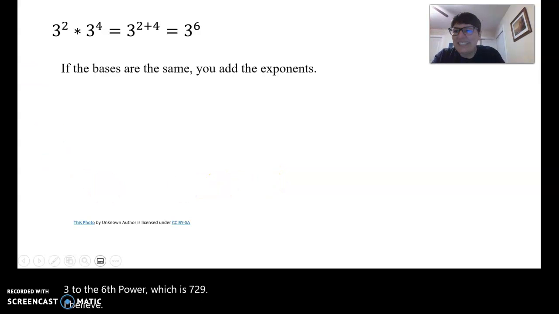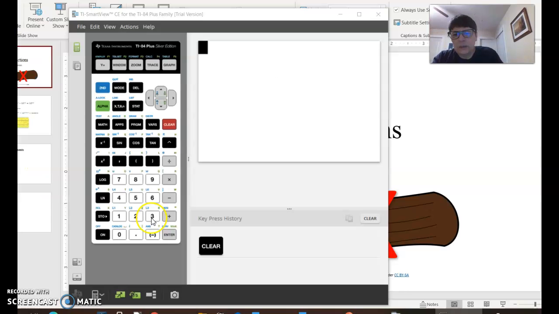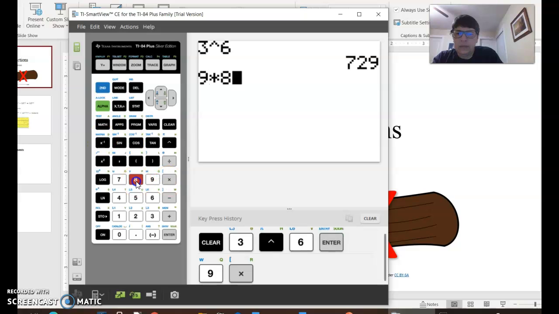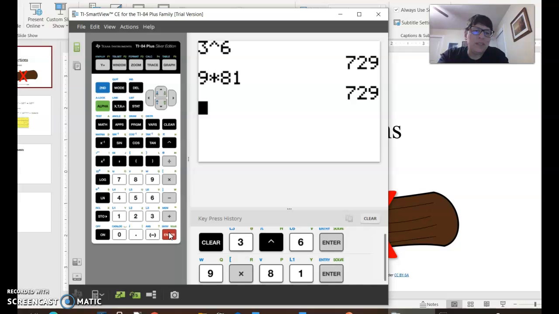We can check it. 3 raised to the 6th power, 9 times 81. Same answer. But with the first one, I just added the exponents.